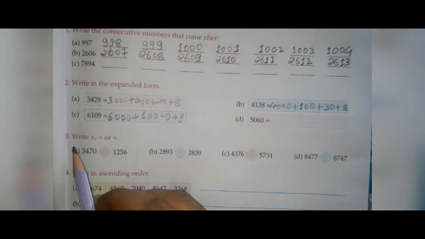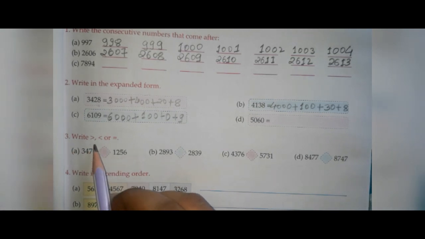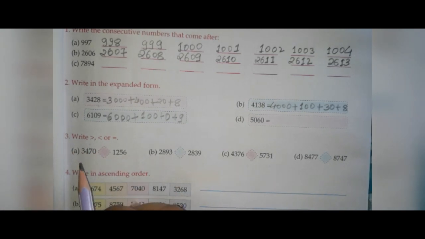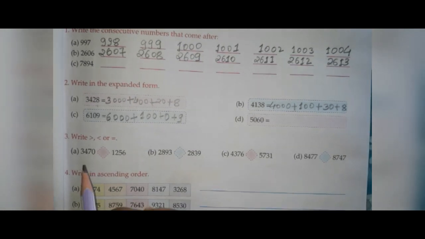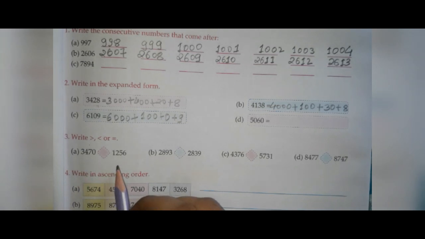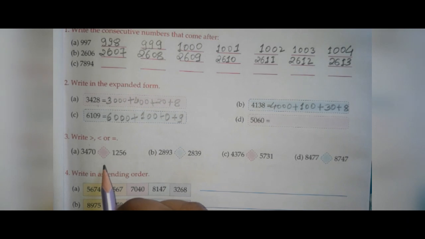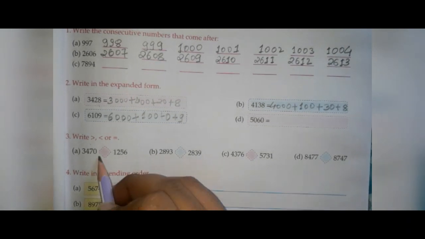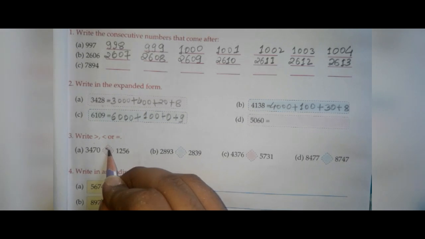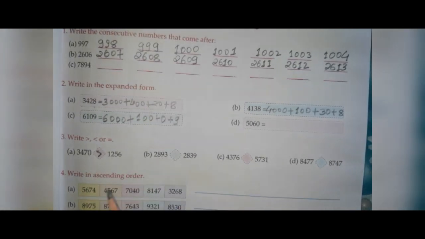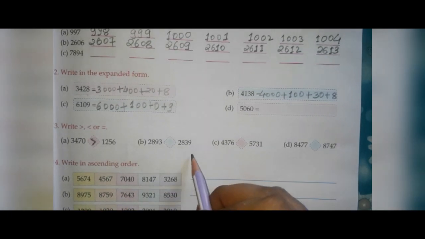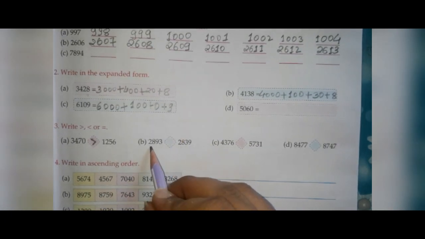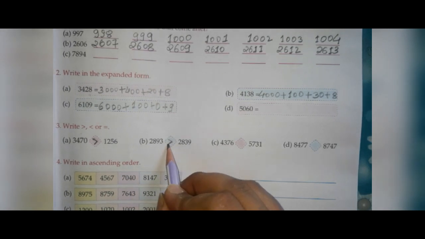Question number 3 is: write greater than, less than, or equal to. We have to put the signs according to the given numbers. The numbers in the first place are 3470 and 1256. We have to compare these two numbers, to see which one is greater. 3470 is greater. We'll put our greater sign here. Next numbers are 2893 and 2839. So the greater number would be 2893. We'll put a sign here.